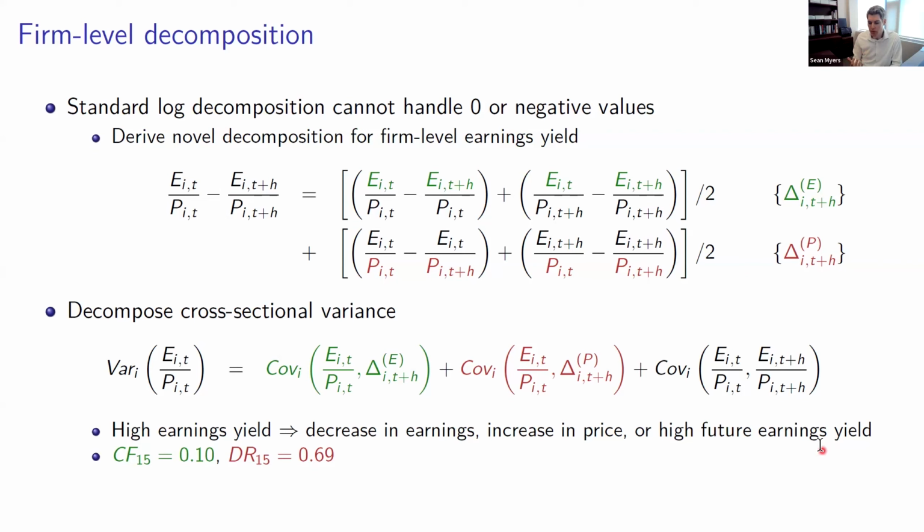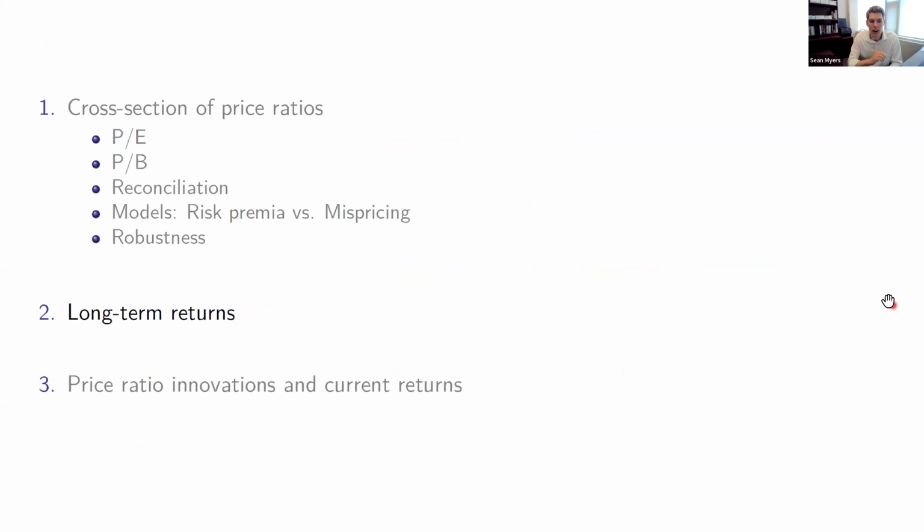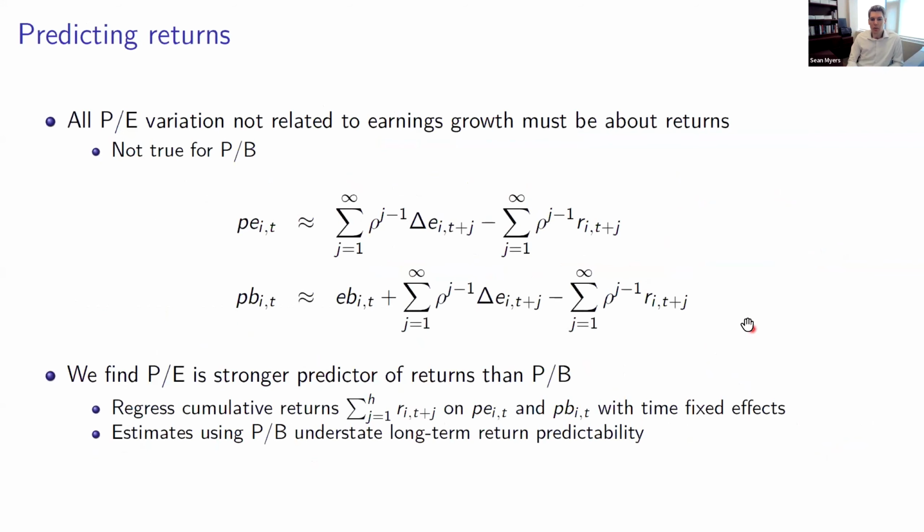So broadly, what we find is that differences in earnings yields are explained by prices catching up to earnings, much more than earnings moving to align with prices. Okay, in the last 5 or 8 minutes, let me talk through these last two exercises, which will be a bit shorter. So the first is looking at some of the predictions for long-term returns.